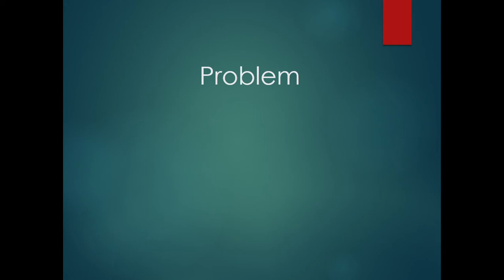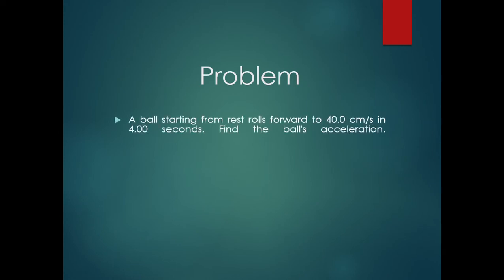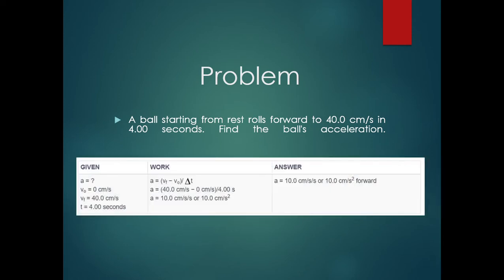We're going to have a small problem related to acceleration. So a ball starting from rest rolls forward to 40.0 centimeters per second in 4.0 seconds. Find the ball's acceleration. This is going to be very simple, but remember that we already standardized a process that you need to follow in order to solve a problem like this. So first of all, you need to write down your givens. What information do you have with you? First of all, we need to find the acceleration. Of course, so acceleration will just have a question mark.